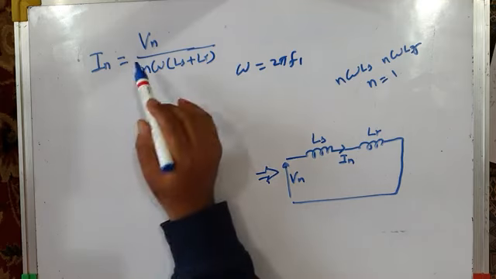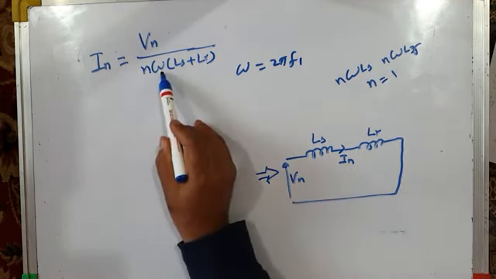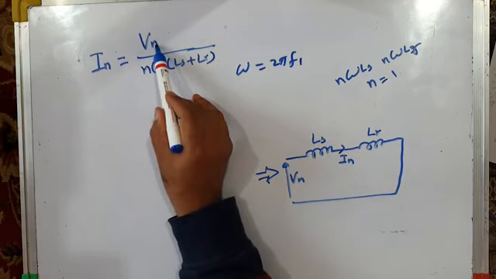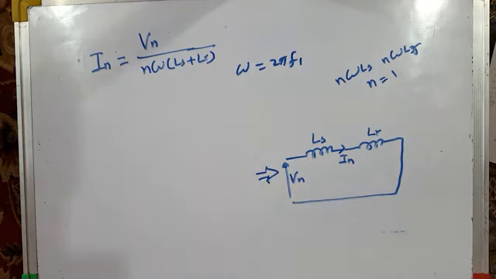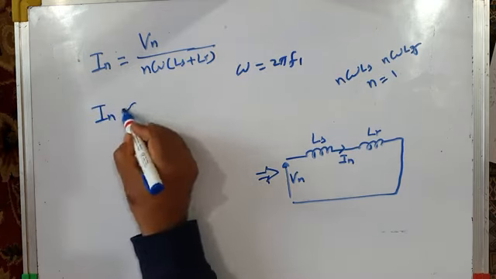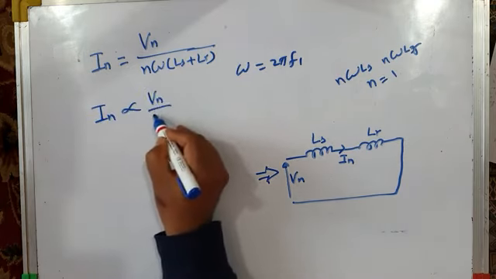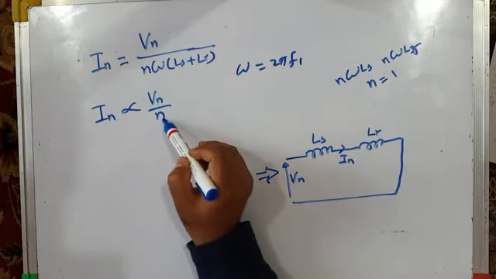What will be the frequency of harmonic voltage? It will not be omega, it will be N times omega. For example, if the harmonic is the 1000th harmonic, then it will be 1000 times omega. So you can very clearly see that this harmonic current is proportional to Vn by N. It's not proportional to Vn only, it's proportional to Vn by N.